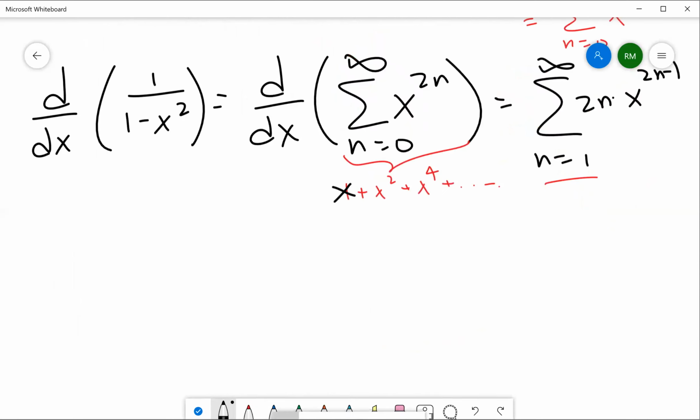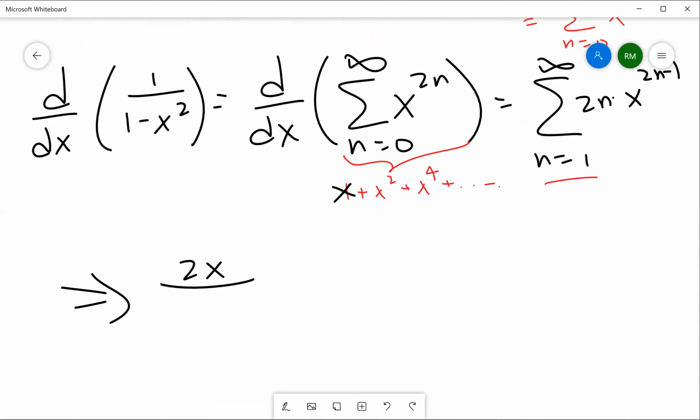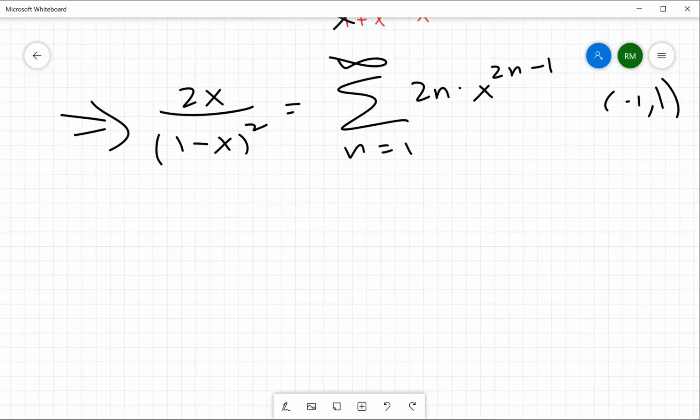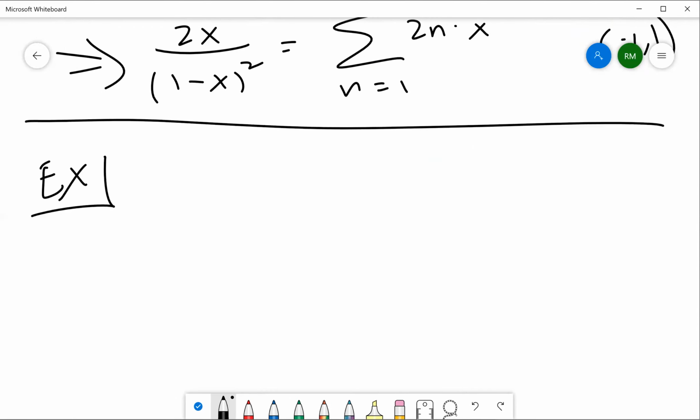So what that tells me is using differentiation, I have been able to calculate that this function is equal to this series right here. And one can check that it's on the interval from -1 to 1 where this power series is equal to this function. All right, so I'm going to let you do 3 examples now, combining various things that we've learned throughout the last couple days.